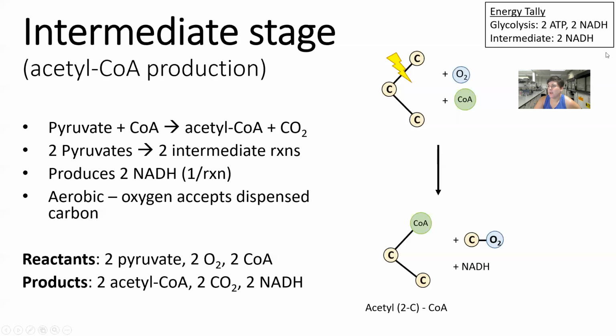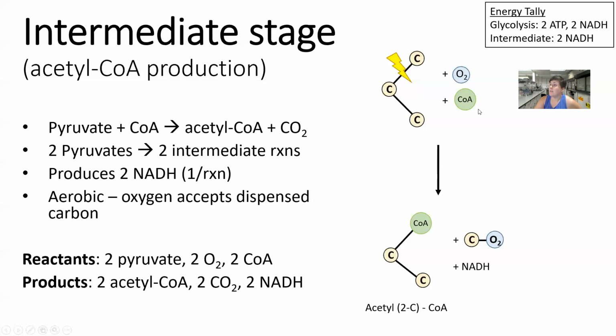So that's why you see with our energy tally up at the top, again, during glycolysis, we got the 2 ATP via substrate level phosphorylation. You got the 2 NADH when those bonds in glucose were oxidized. During the intermediate stage, because you're oxidizing 1 bond in each pyruvate, right? You have 2 pyruvates, you're breaking a bond in each of them. That will release 2 electrons total, 1 from each of those pyruvates. So you're going to get 2 NADH. That's why you have that in that energy tally.